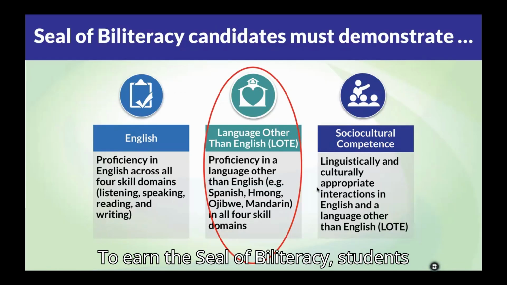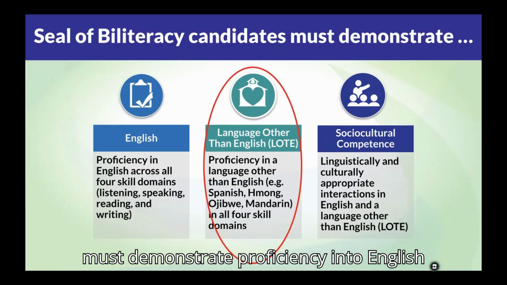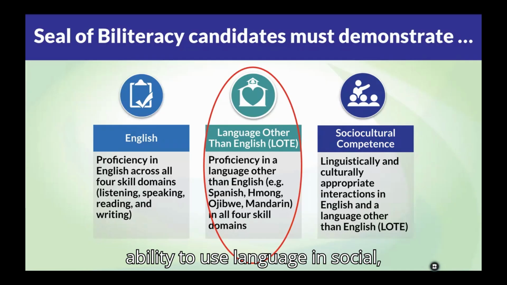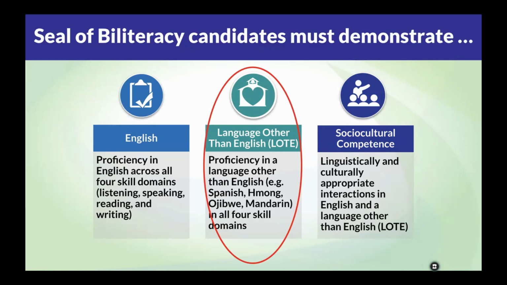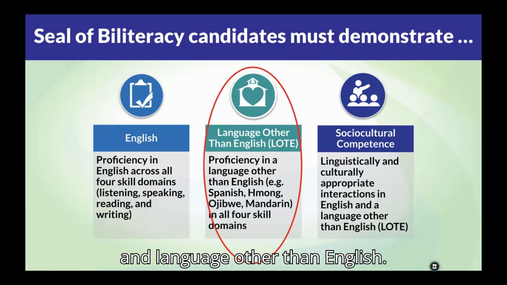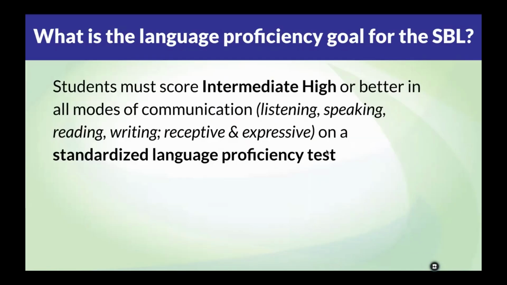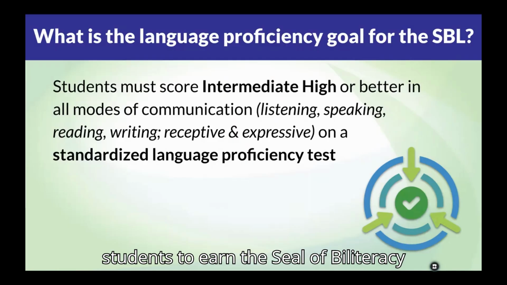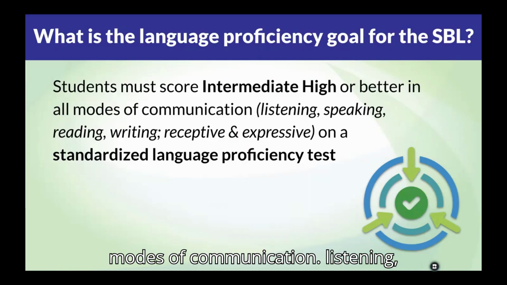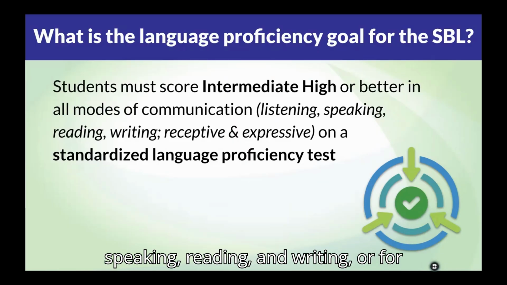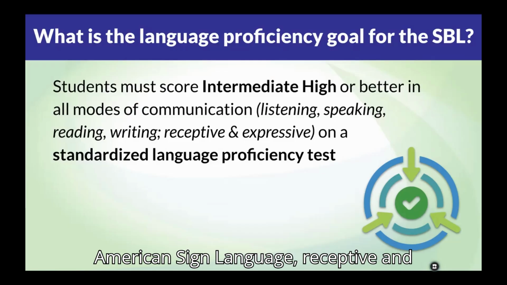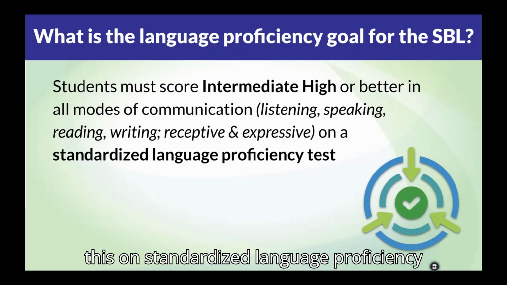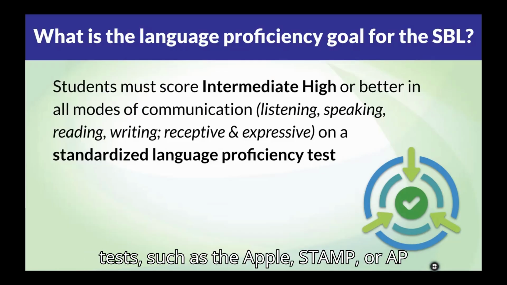To earn the Seal of Biliteracy, students must demonstrate proficiency in English and a language other than English, and the ability to use language in socially and culturally competent ways. Module 4 focuses on student proficiency in a language other than English. The language proficiency requirement is intermediate high or better in all modes of communication: listening, speaking, reading, and writing, or for American Sign Language, receptive and expressive. Students must demonstrate this on a standardized language proficiency test, such as the AAPPL, STAMP, or AP tests.